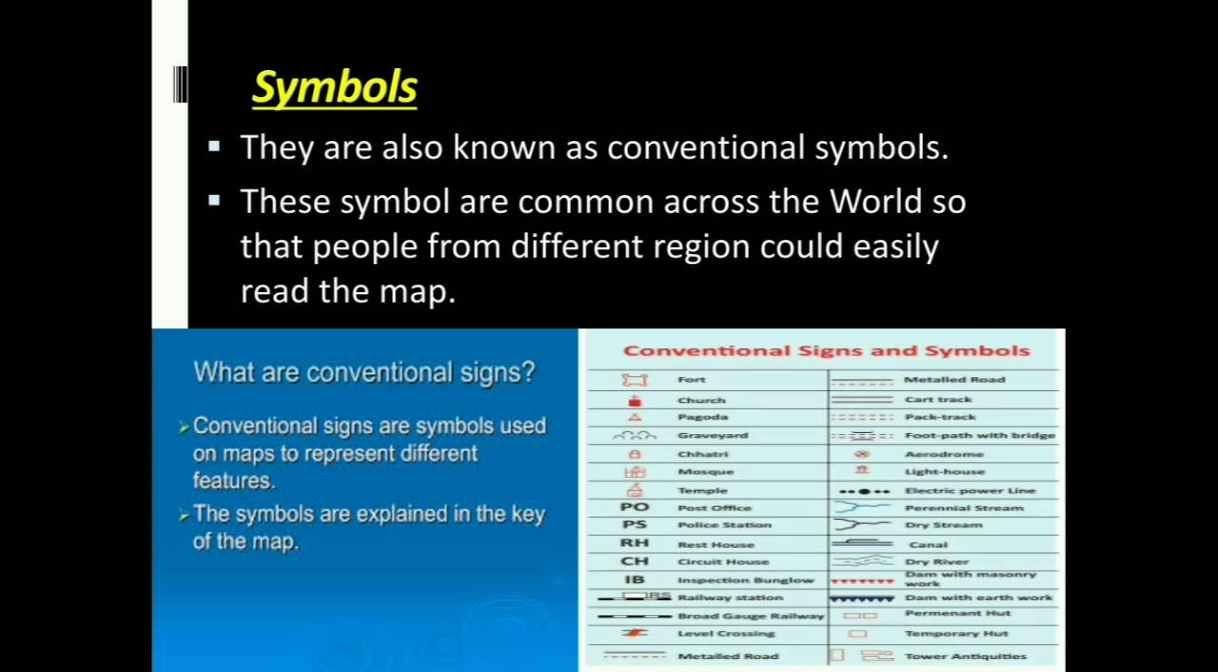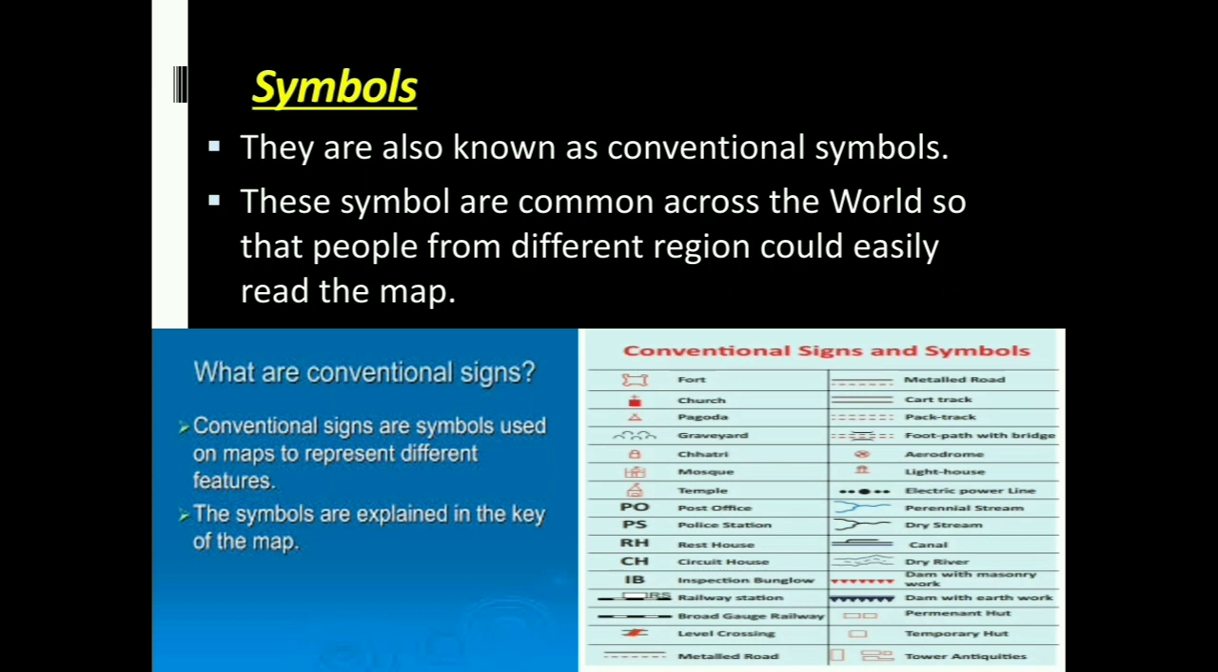Things like roads, tracks, railway lines, ponds, temples, churches, mosques, bridges, overhead tanks, post offices, railway stations, state boundaries, borders, rivers, canals, etc. all have symbols which are standardized.